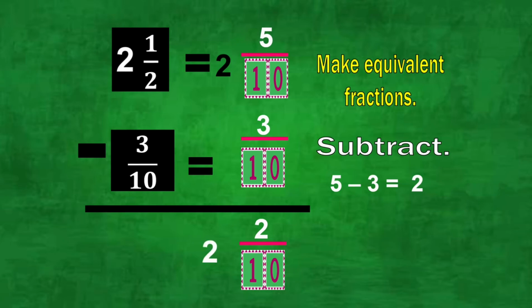Now the fraction can still be reduced to lowest terms. 2 and 10 can be divided by 2. So 2 divided by 2 is 1 and 10 divided by 2 is 5. So our final answer is 2 and 1 over 5.